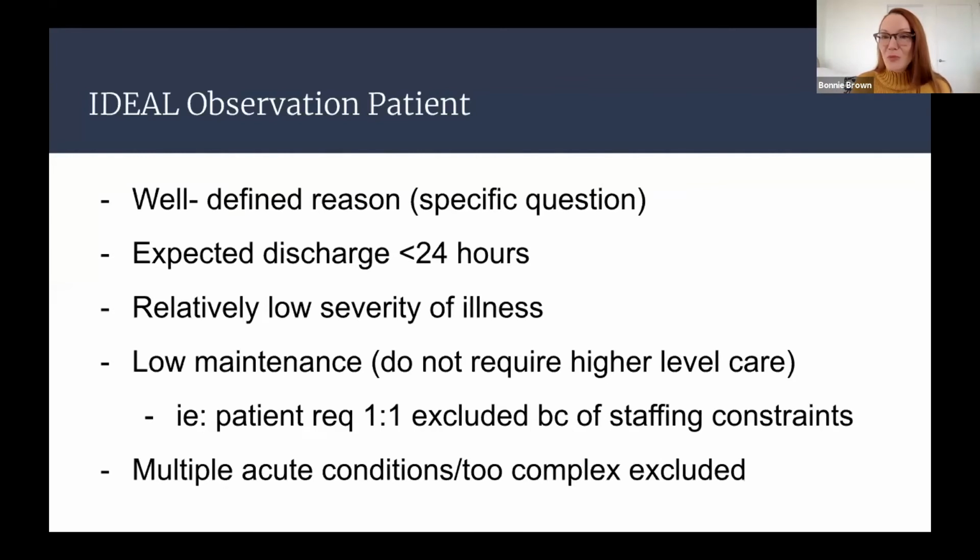And then patients with multiple acute conditions or who are too complex might want to be excluded just because they're unlikely to go home in 24 hours. So maybe you've got a significant AKI with CHF. The likelihood that both of those issues are going to improve by the next day is quite low. So those are patients that probably should be admitted to the hospital.